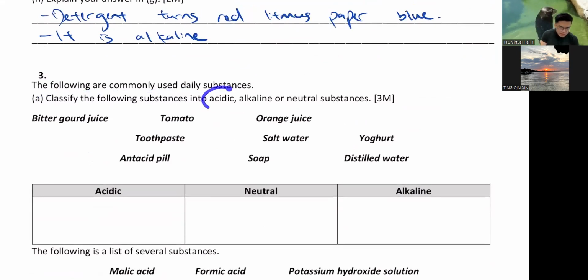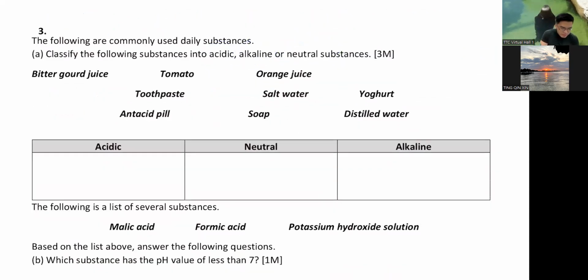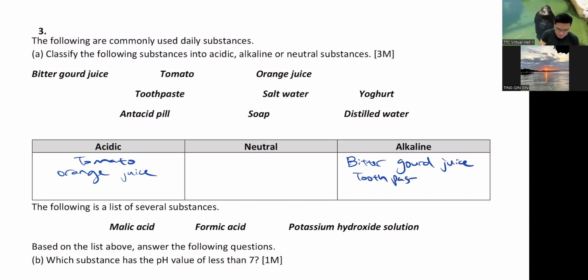Okay, so number 3, the following are commonly used daily substances. Group them into acidic, alkaline, or neutral. So number 1, same thing. Bitter gourd juice. Bitter already, so alkaline. Next, tomato, tomato is acid, because tomato is sour. Orange juice is also sour, acidic also. Toothpaste, alkaline, because toothpaste is alkaline. Salt water, neutral.